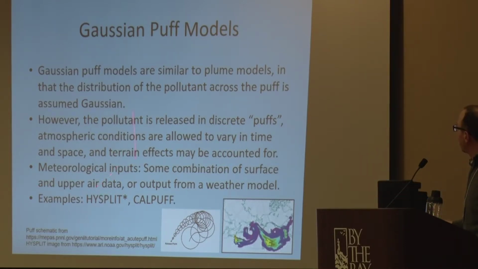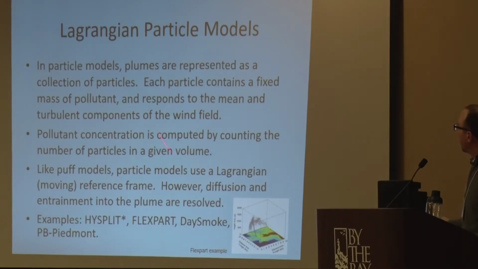Two examples of Gaussian puff models are HYSPLIT and CALPUFF, and I have a little asterisk here to indicate that HYSPLIT is a hybrid model. Part of the dispersion is dealt with via these puffs, and the other part is as a particle model. What is a Lagrangian particle model? This is our next class of model.